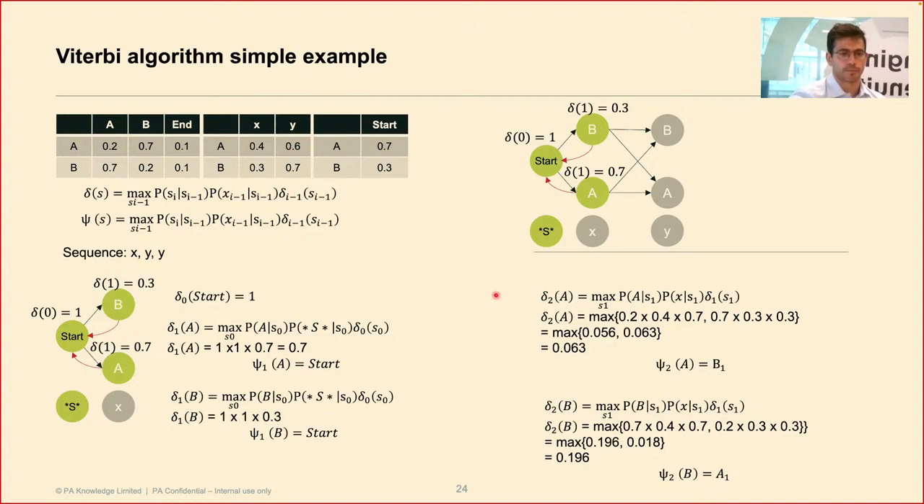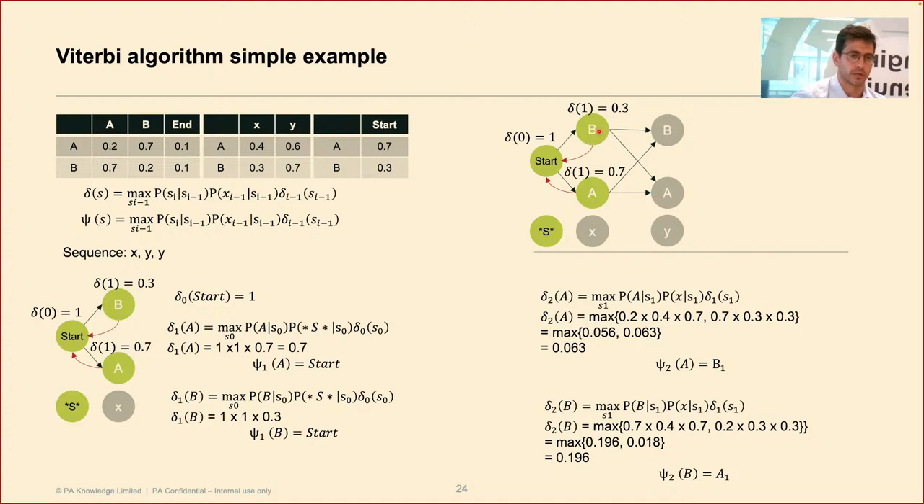Now, moving to T equals 2, we have A and B. As we see, A can go back to two states, B and A. So we take first A, we have the probability of A based on S1, which is the previous hidden state, which we take from the transition matrix. So it's 0.2, A for A. The next part is the probability of observable state X given the state A, which is S1 here. So we take that from the matrix B, 0.4. And the last part is delta 1 of S1, which we take from what we calculated before, which is 0.7. So this is the first option for the A.